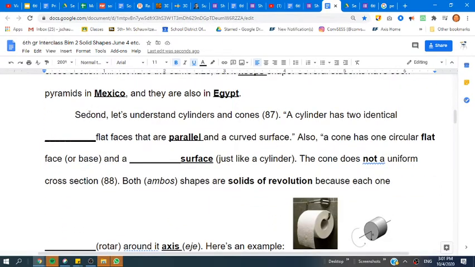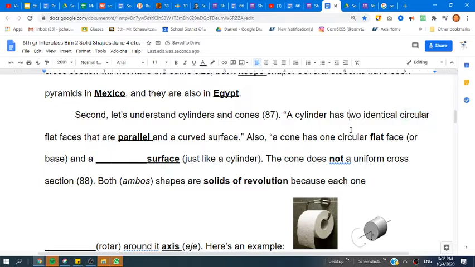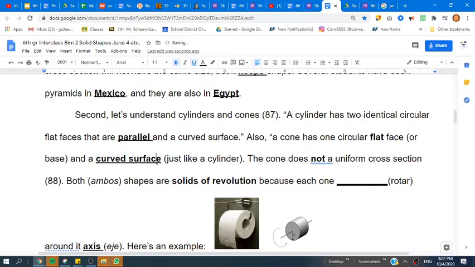It says, second, let's understand cylinders and cones. A cylinder has 2 identical blank flat faces that are parallel and a curved side. What is a cylinder? Well, we remember cylinders from 2nd, 3rd, 4th, 5th grade, cylinders are identical circular flat faces, right? You have to have that circle in there. Here's an example of a cylinder. Also, a cone has 1 circular flat face or base and a blank surface. Curved surface, just like a cylinder.